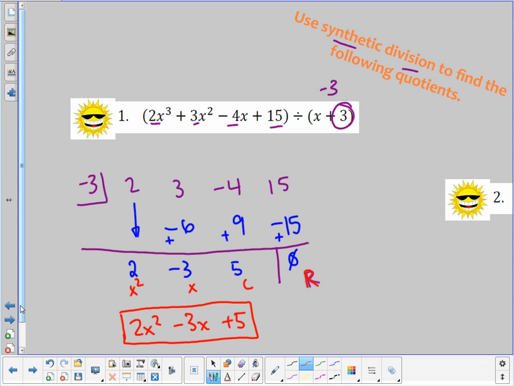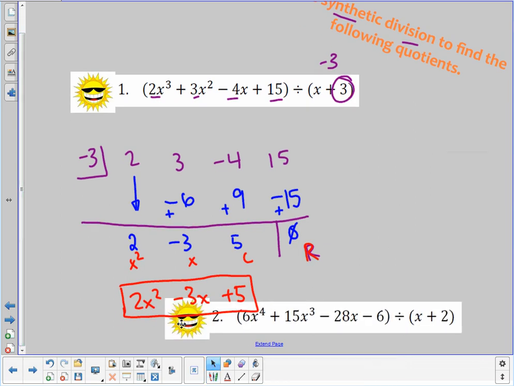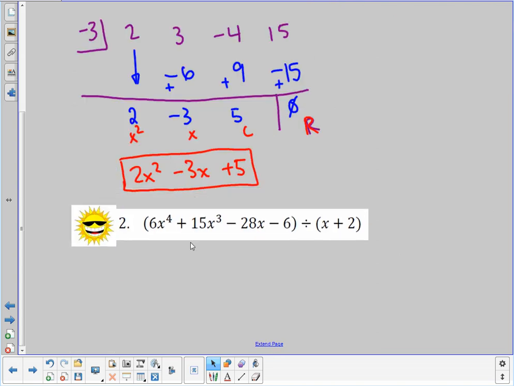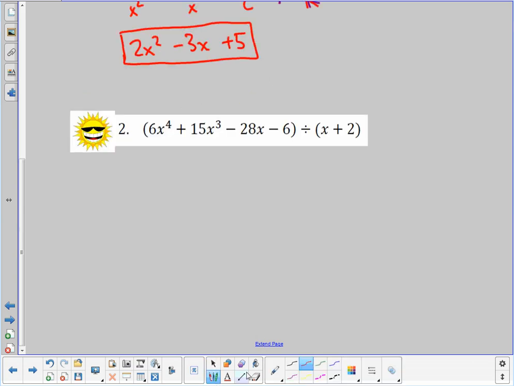Let's try number 2 together. In number 2, I now have 6x to the 4th plus 15x to the 3rd minus 28x minus 6. In this case, I'm missing that x squared term, so I need to make sure that I fill in a 0 there. 0x squared. So I take the opposite of what's out here. That's going to be a negative 2. Put negative 2 inside the box.